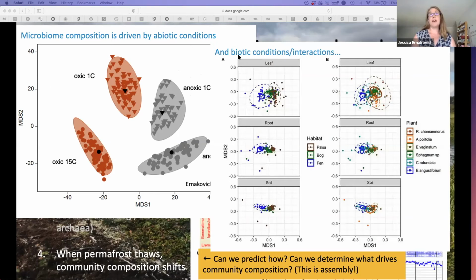We also know that there are biotic conditions and interactions that affect the communities. And Moira went over this, I think, on day 1, where we see that the microbial communities are different depending on which plant compartment you're looking at and also which habitat you're looking at.